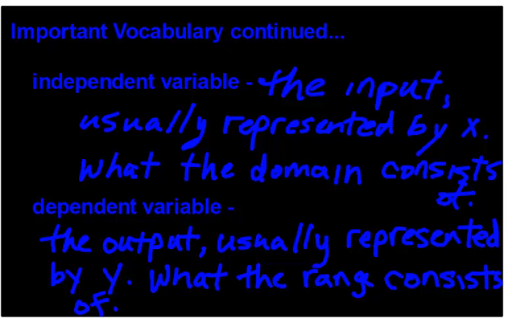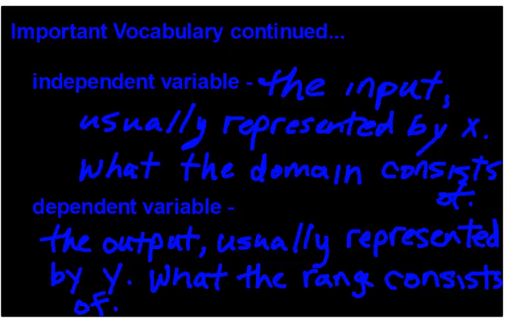Another word that we're going to look at is independent variable. The independent variable is the input. It is usually represented by x. It doesn't mean that x is the only thing that it is represented by, but typically it is. Another thing about the independent variable is that all of its values are what create the domain. It is what the domain consists of.